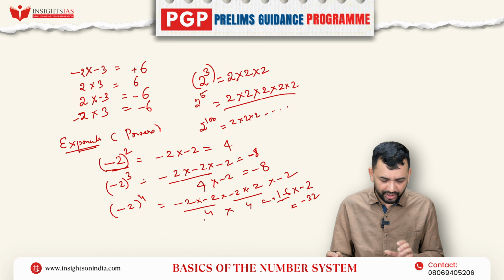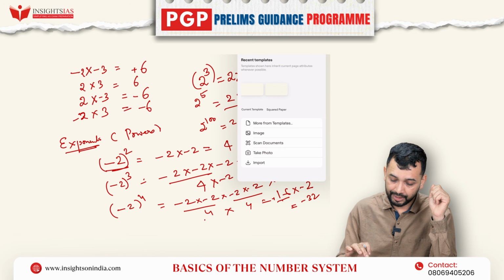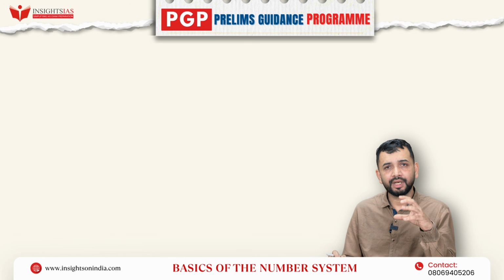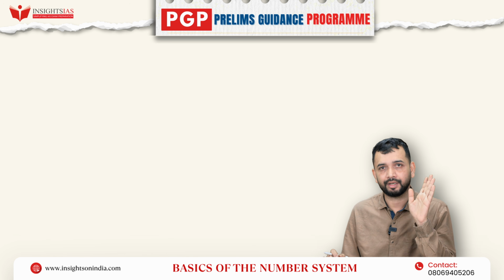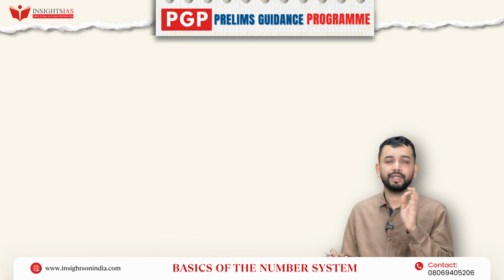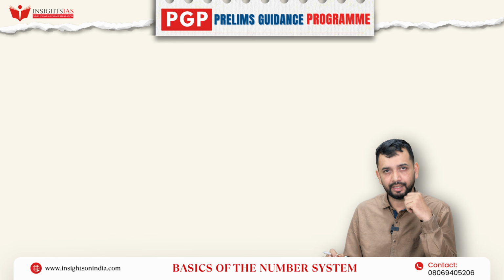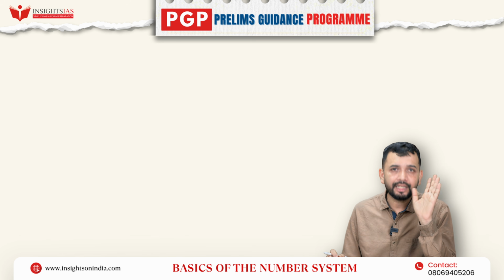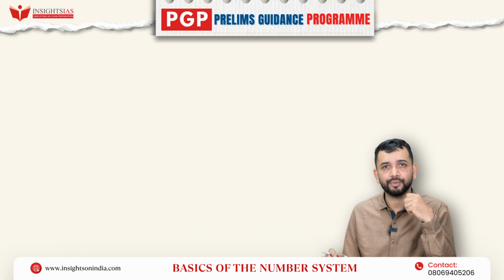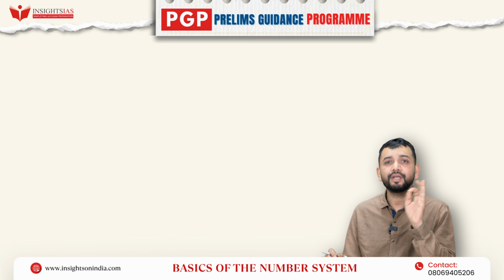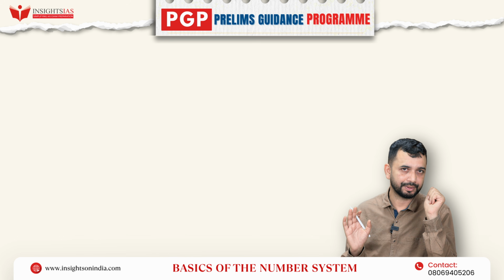So what we can observe here closely is, when we are having any negative number with even powers, then the answer will always be a positive number, right? Similarly, if you are having a negative number with odd powers, then the answer will always be a negative number. These are the two things that we have understood, right?